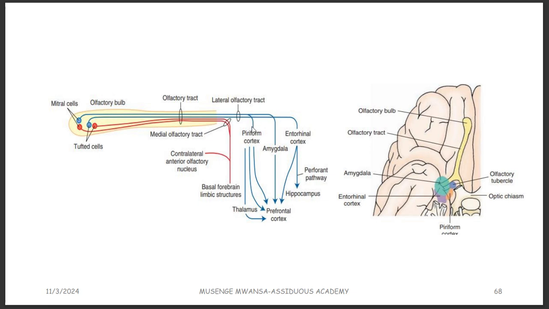But of importance is that you are going to the olfactory cortex, and then to the thalamus, and then to the prefrontal cortex. Some of them are going to the amygdala, and then to the entorhinal cortex, still going to the hippocampus. You can see that smell is really related to the limbic system. That's why when you smell something, you remember, like the hippocampus is involved in memory.